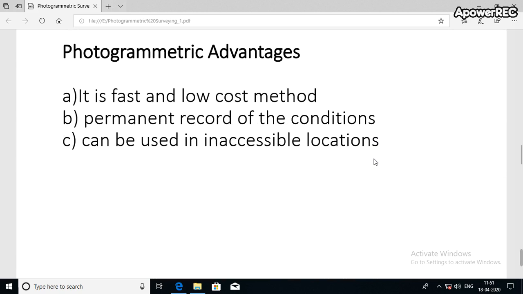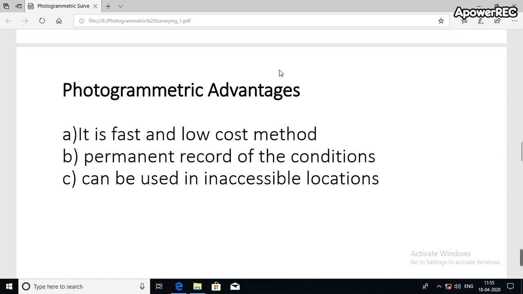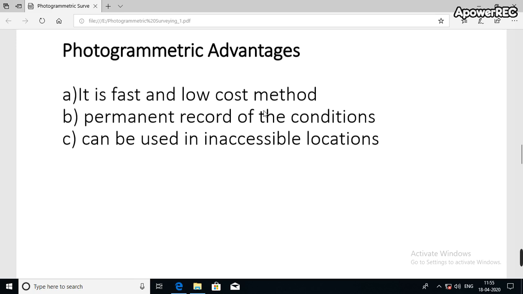There are obviously some advantages of photogrammetric survey. Advantages are that it is a very fast and low cost method. A permanent record of the conditions can be taken, and it can also be used in inaccessible areas. That means the areas where we cannot get direct access or cannot move physically. So in those areas, photogrammetric surveying is very useful.